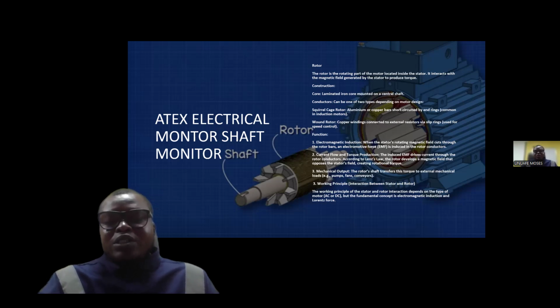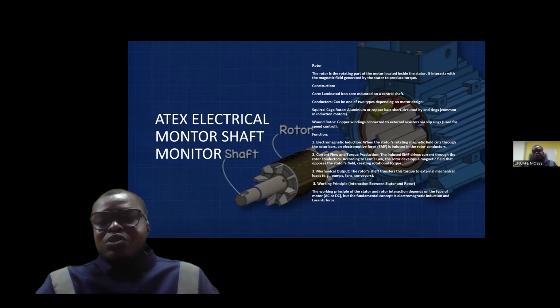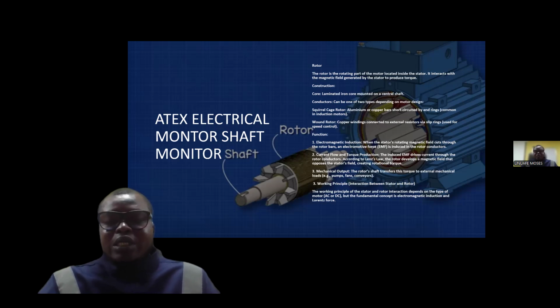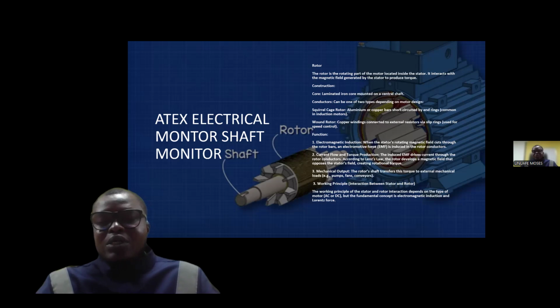Another function is the working principle, that is, the interaction between stator and rotor. The working principle of the stator and rotor interaction depends on the type of the motor, either an AC or a DC. But the fundamental concept is electromagnetic induction.